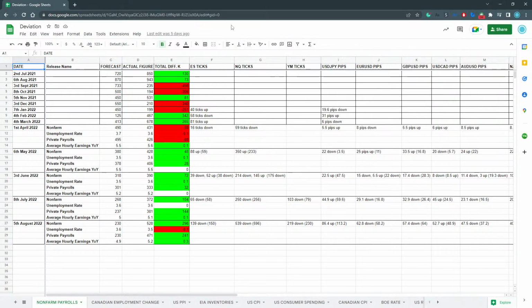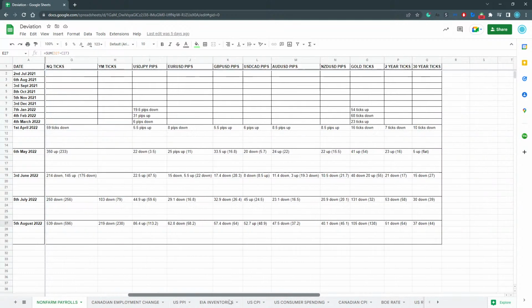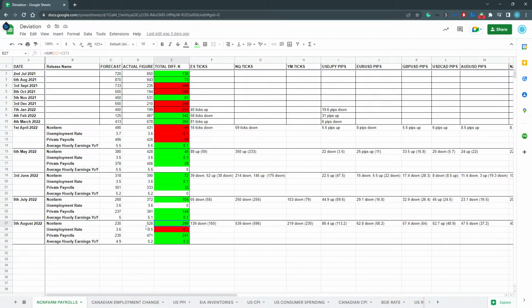So here are the deviations for the release. This is the nitty gritty, something that, if you're a subscriber to the Macro Ace mailing list, you get to see, with more time to really look at the data. This shows you the deviation and at what figure the market reacted by this much, how much reaction it caused within the markets.